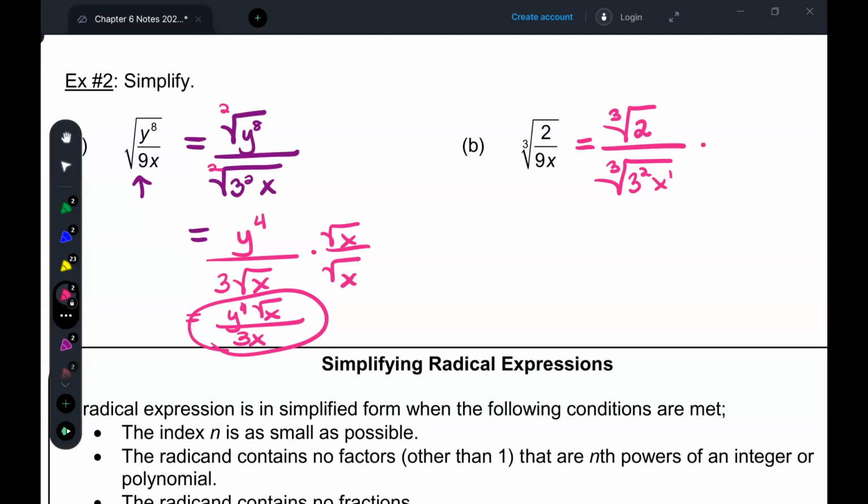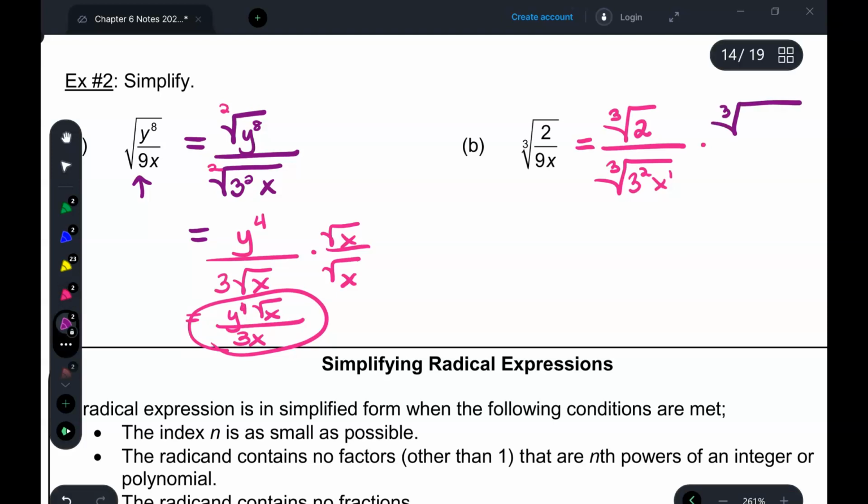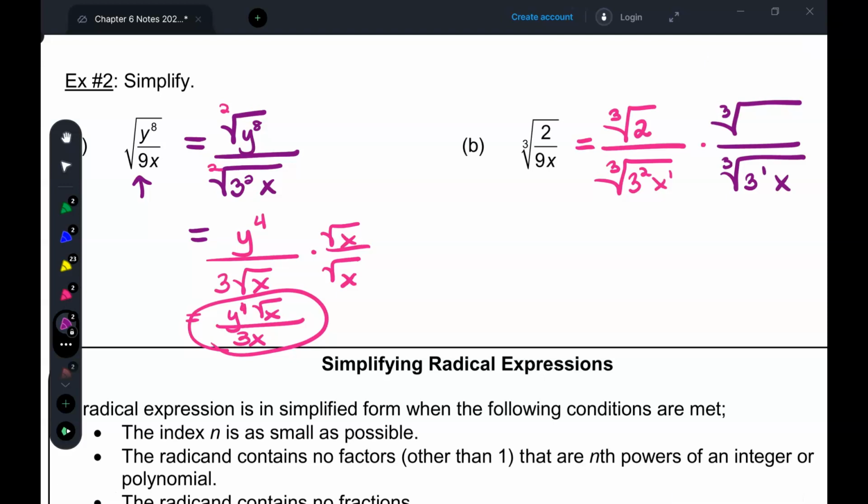What am I going to multiply by? Notice if it's cube root, I need cube root. How many more do I need to get them out of the radical? I have 2 3s, but I need 1 more, so I need a 3 to the first. And how many more x's do I need? I have 1, so I need 2 more. Yeah, x squared. Whatever I multiply on the bottom, I have to multiply on the top.